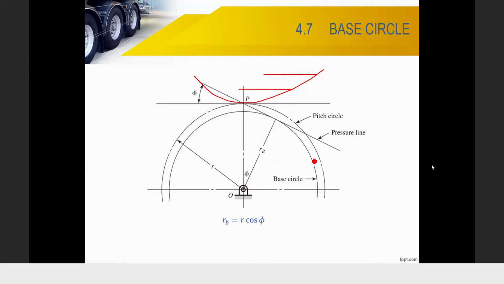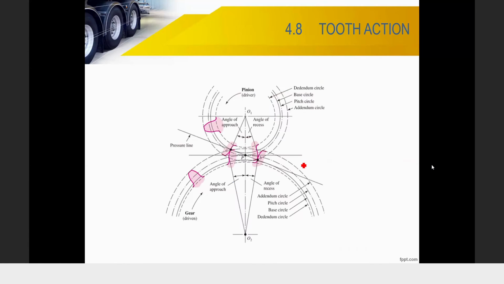Sometimes the base circle is not used to calculate the speed ratio, but it is used to get the contact ratio. Not many questions ask about contact ratio, and if you have an assignment, it doesn't ask for the contact ratio. I will explain contact ratio to you later. Okay, this is the nomenclature.